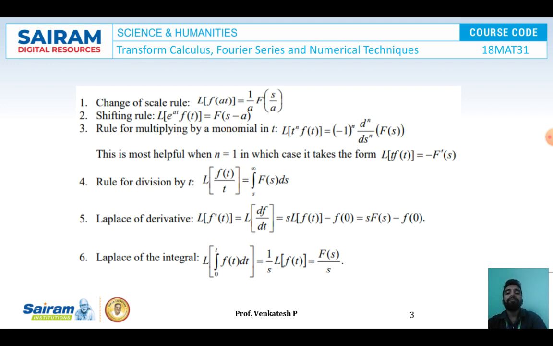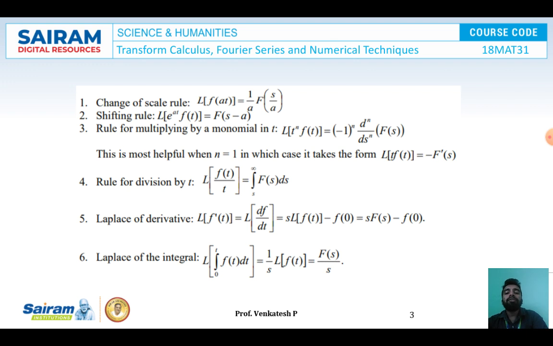Third one, Laplace transform of t power n f of t. This will be equal to minus 1 power n d power n by ds power n F of s. So in this one, if I replace n is equal to 1, I'll be getting Laplace transform of t f of t. It will be equal to minus F dash of s.